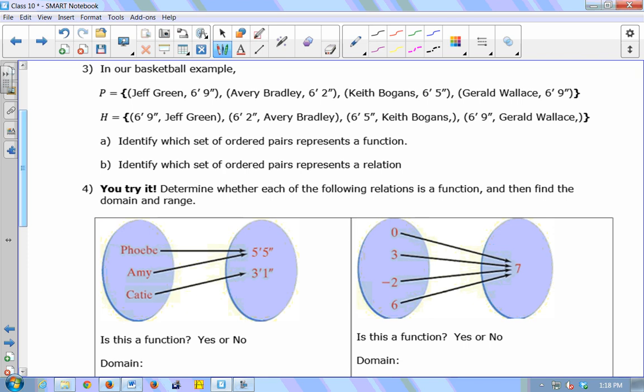So which set of ordered pairs is a function? Which one is well defined? P. Yes, because each name corresponds to exactly one height. So P is the function. And which set of ordered pairs is a relation?